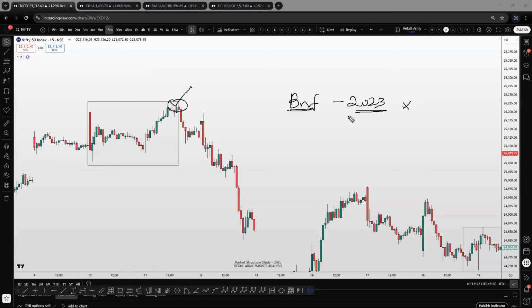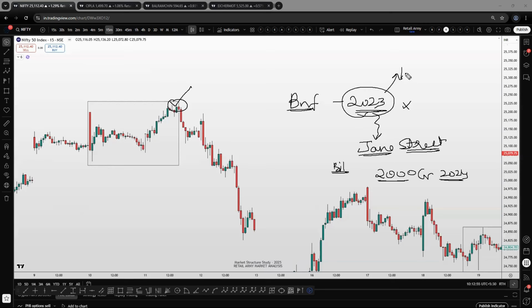All right. Later, we had the breaking news of Jane Street, the high frequency trading algos, which were making billions from the Indian market. Billions means nearly 1,000 plus crores. In 2024, I don't know the figure exactly, approximately 2,000 crores they earned. In 2023, they earned approximately 1,000 crores. So there was a frenzy, madness in Bank Nifty back then.